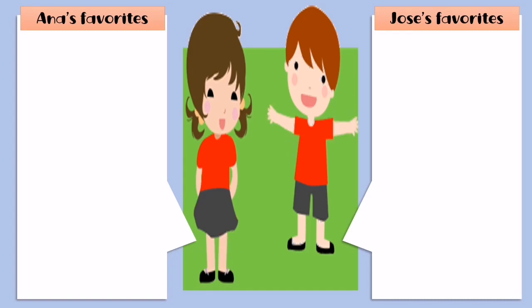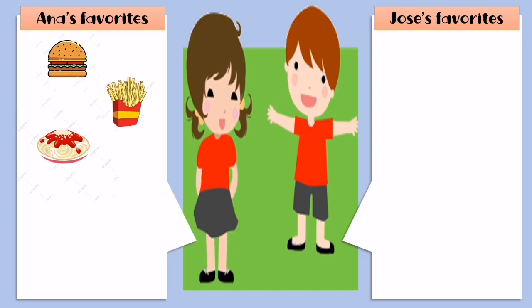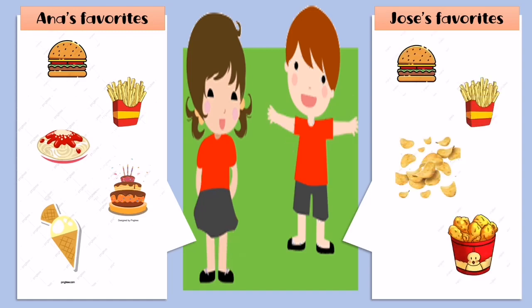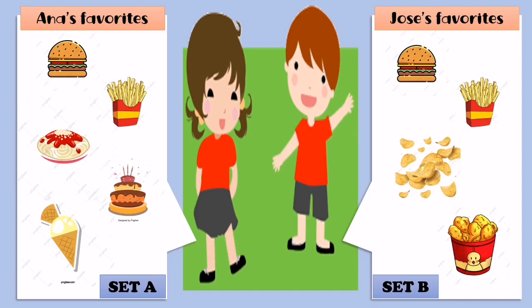Okay, so let's list Anna's and Jose's favorites. Anna's favorites are burger, fries, spaghetti, cake, and ice cream. While Jose's favorites are burger, fries, chips, and chicken. Let's denote Anna's favorites as set A and Jose's favorites as set B.